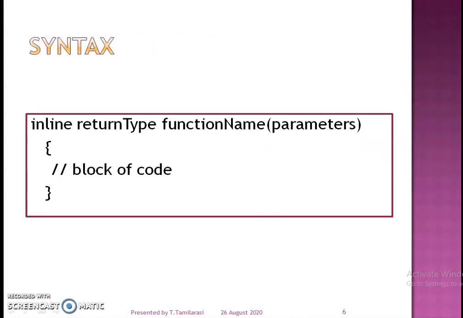Let's see the syntax for an inline function. inline is a keyword, and the remaining part looks like our normal function definition: return type, function name, and parameter list. Sometimes our normal function acts as an inline function. If the logical part is too small, the compiler automatically considers it an inline function. Without the keyword also, a normal function can act as an inline function. But if you want to specify it explicitly, you can use the keyword inline.